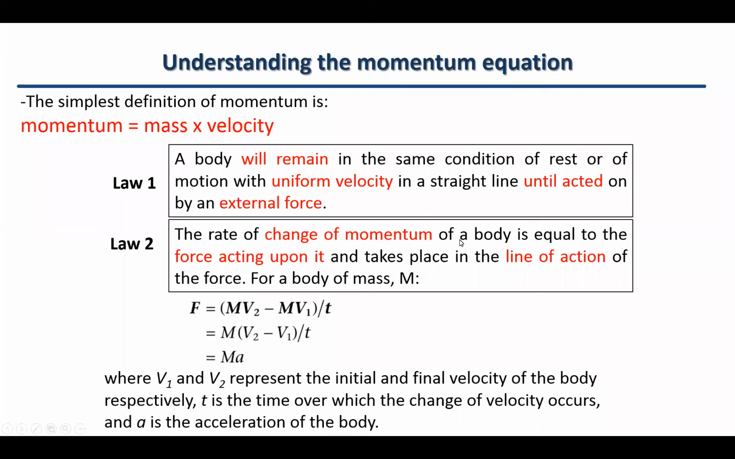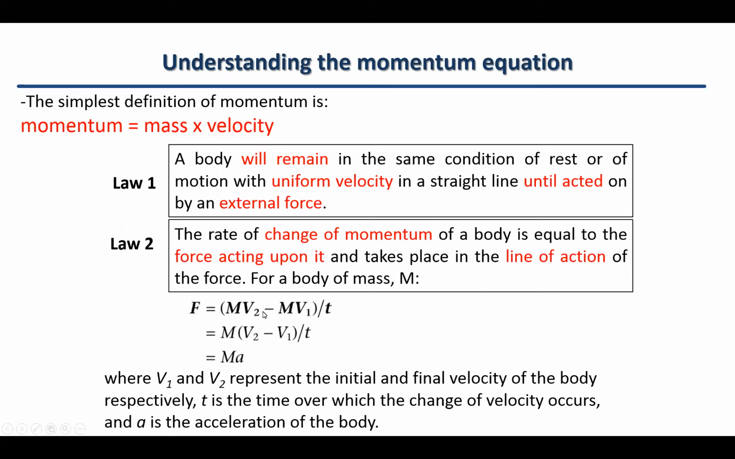So the change of the momentum of the body is equal to the force acting on it. If the body mass is m, and the force acting on it is denoted by F, we equate them. The momentum is defined by m and velocity, mv. So the change of the momentum, where v2 represents the final velocity, is mv2 minus mv1. This is the change of the momentum over the time, so it is equal to the force. That's based on the second law of Newton.